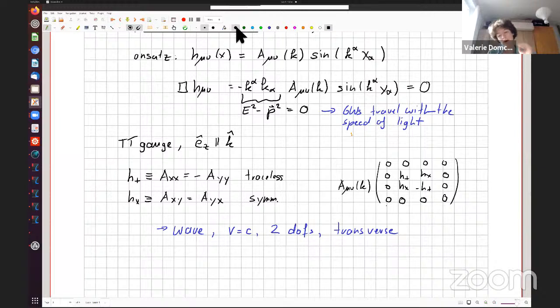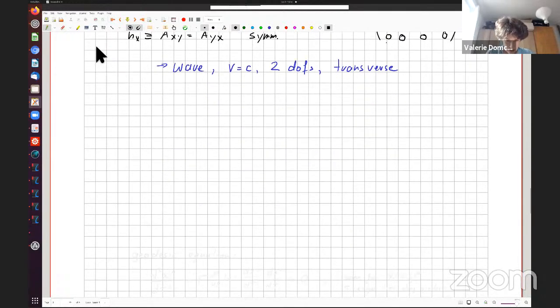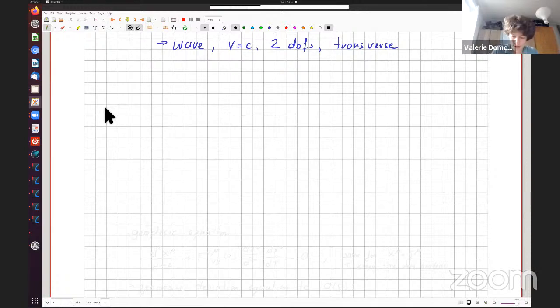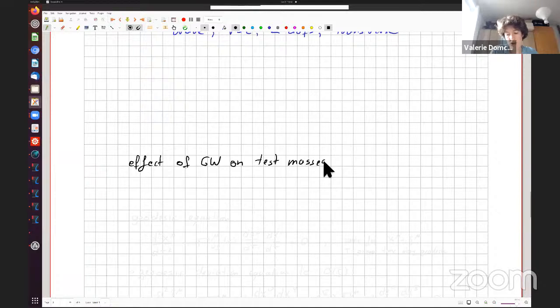So now we have this gravitational wave. This is essentially what there is to say about a gravitational wave propagating purely in vacuum. Now I want to know what is the effect of such a gravitational wave on test masses. So we want to look at the effect of this gravitational wave on test masses, which are located, one of them at x mu and the other one at x mu plus xi mu.